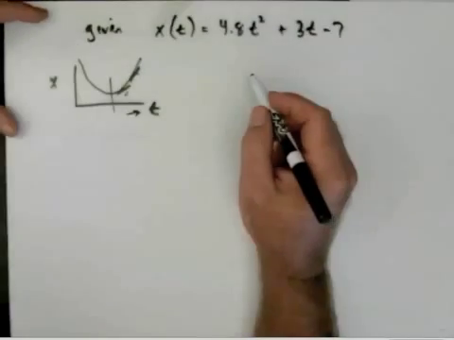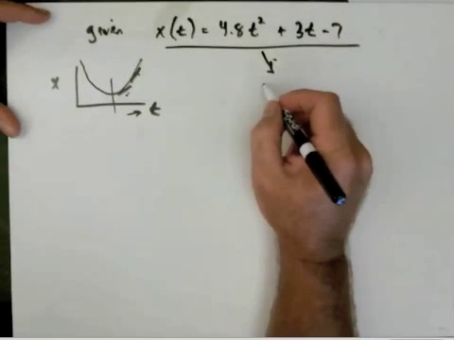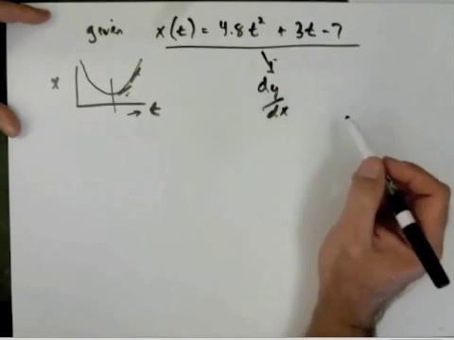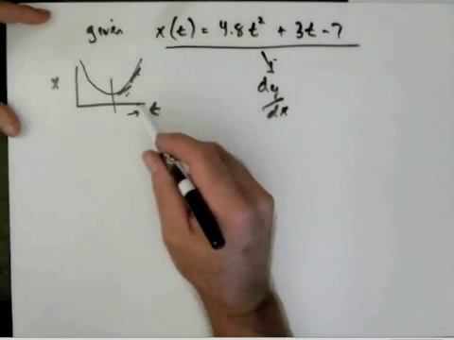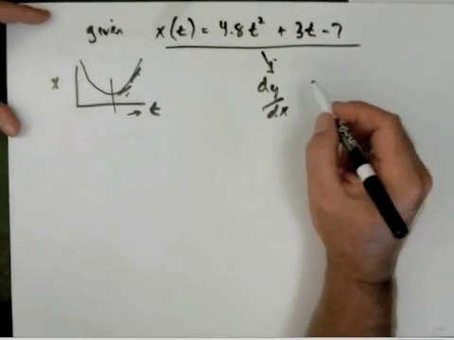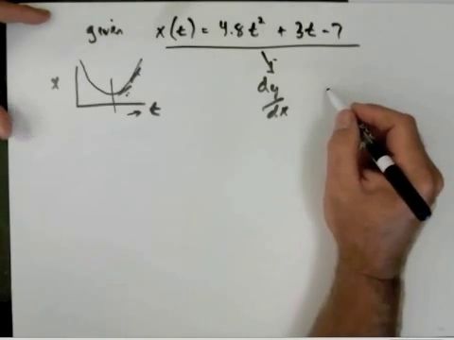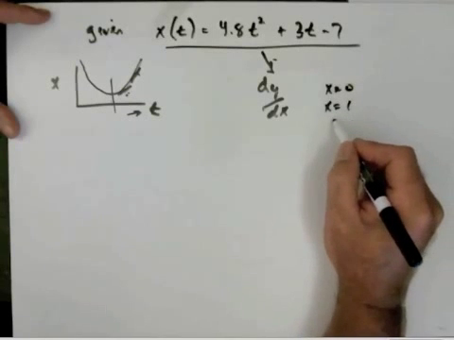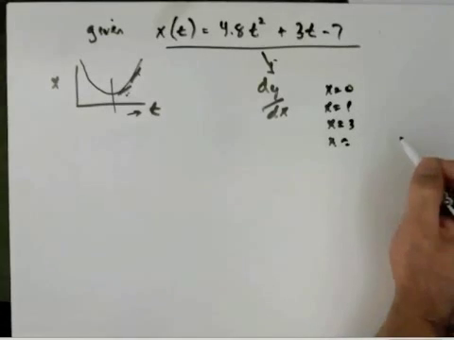So on your TI calculator, if you graph this, there's a math section that says, I think it says dy/dx, okay, under one of the menus on your TI calculator. That gives you the slope, and you can plug in a time. So I want you to plug in x, in this case, equals 0, x equals 1, x equals 3, and x equals 7.